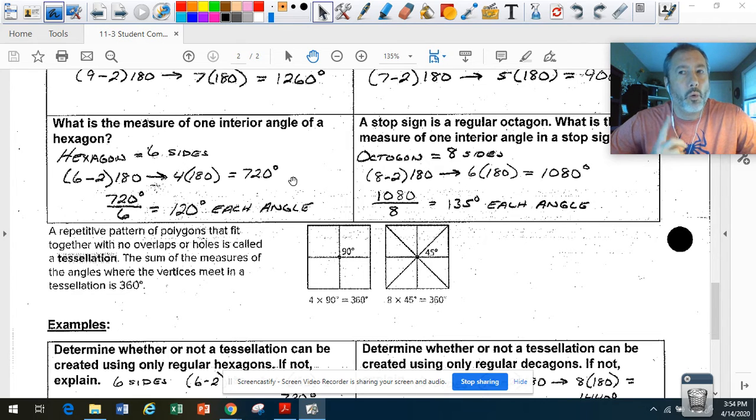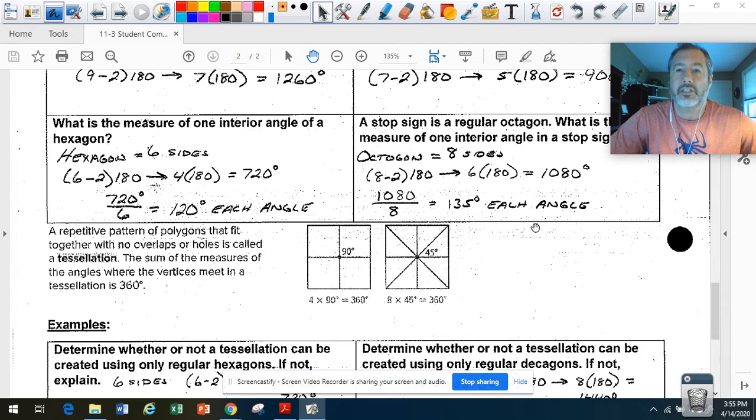Now, if we want to figure out what one of those angles is, what is its measure, we're going to take the total degrees that we have here, the 720, and this time divide it by 6, because there are 6 angles in a hexagon. So 720 degrees divided by 6 is 120 degrees. So each angle in a regular hexagon is 120 degrees.